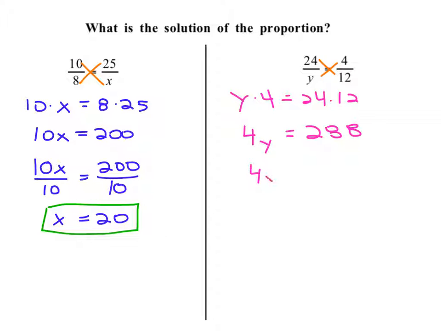And of course then what's happening to y? It's being multiplied by 4. The inverse operation is divide by 4. And we've got 288 divided by 4, which is 72.